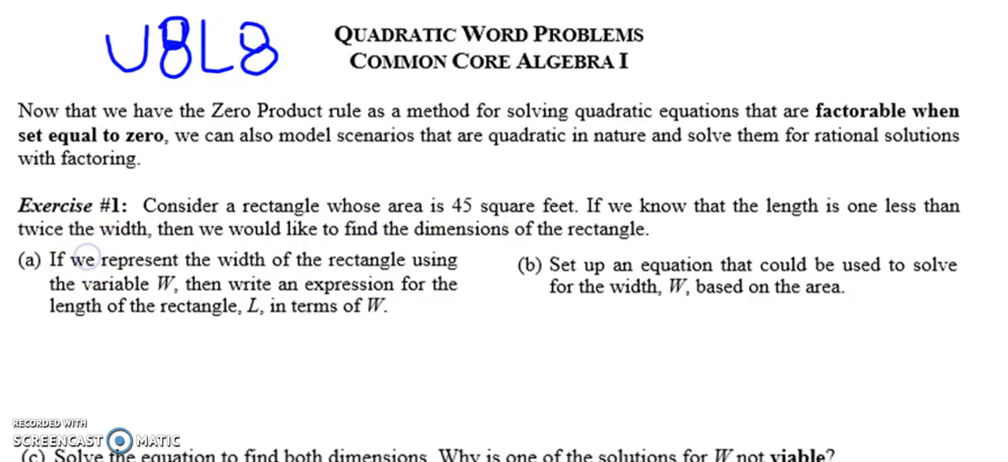Part A says if we represent the width of the rectangle using the variable w, so that's kind of like a let statement saying w equals the width, then write an expression, and it really is more of an equation, to represent the length of the rectangle L in terms of W. So saying that L is equal to what in terms of W means to put W in your little expression. So could you write something to represent the length using the information up here? So hit pause and give that a try now.